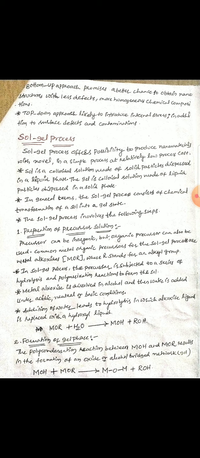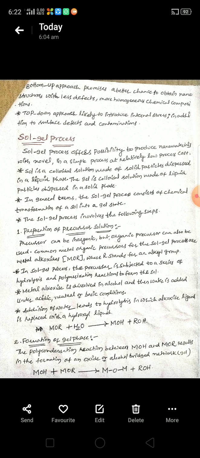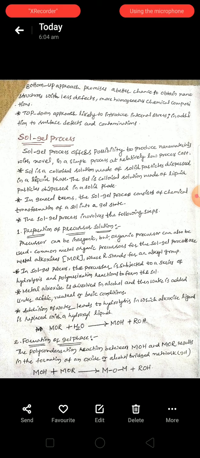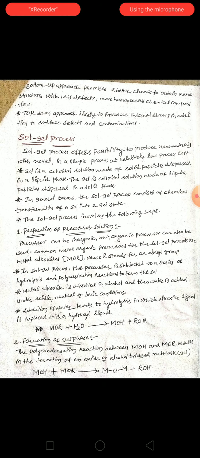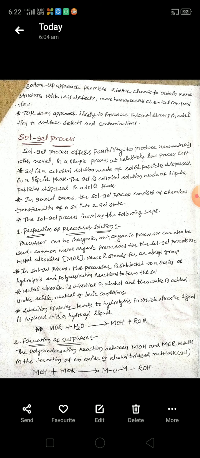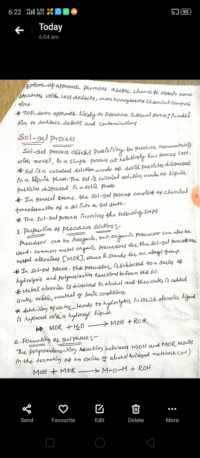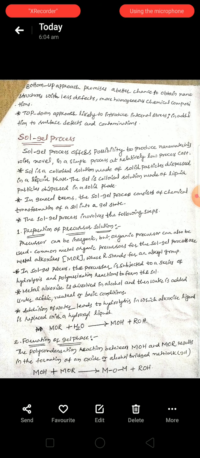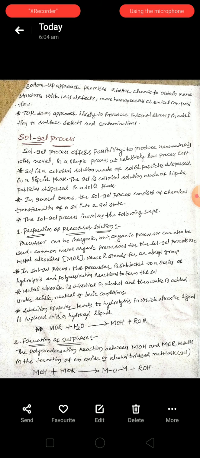Types of monomers. Here the polycondensation and hydrolysis reaction takes place between metal alkoxide and H2O. Then we will get the MOH. In this step, the alkoxide OR group is completely replaced by OH group. MOH we are calling it as sol.